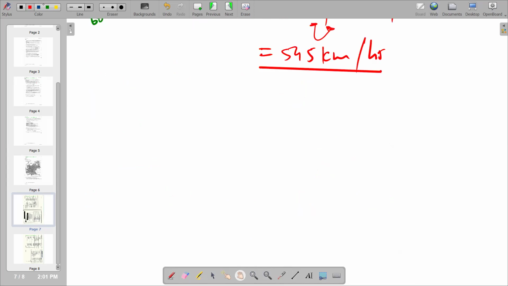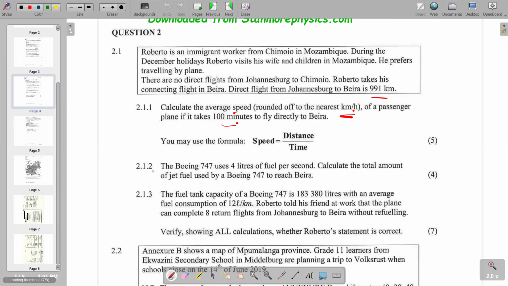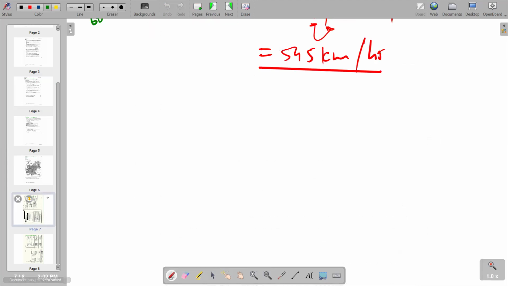So moving on to the second part of our question, it's going to be 2.1.2. The Boeing 747 uses 4 liters of fuel per second. Calculate the total amount of jet fuel used by the Boeing 747 to reach Beira. So it's 4 liters per second, of which we have 100 minutes. It takes 100 minutes. So we have to convert our 100 minutes to seconds. So this is 2.1.2.